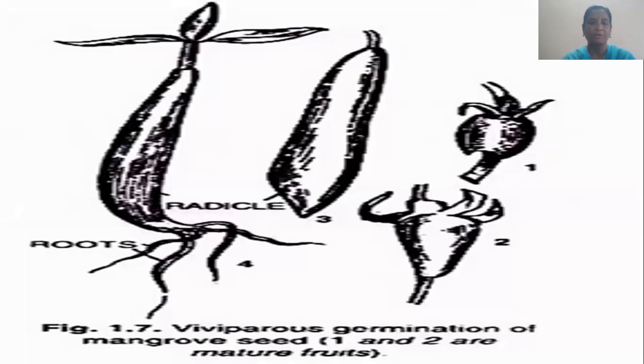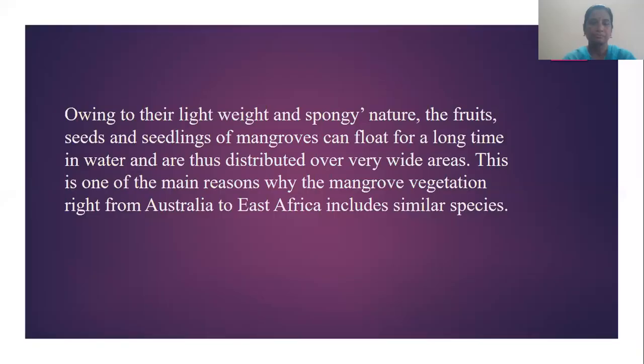Viviparous germination of mangrove seeds and mature fruits. Roots and radicles are present. Owing to their light weight and spongy nature, the fruits, seeds, and seedlings of mangroves can float for a long time in water and are thus distributed over very wide areas. This is one of the main reasons why the mangrove vegetation from Australia to East Africa includes similar species.